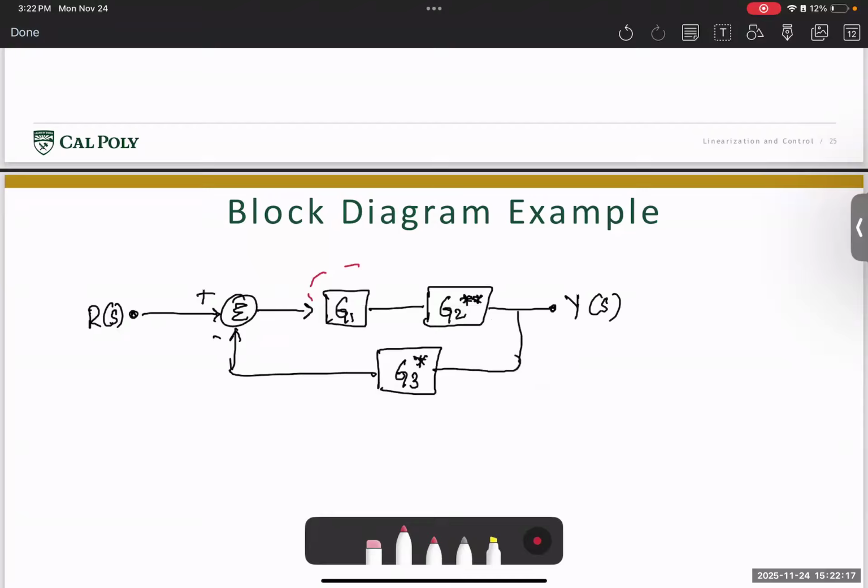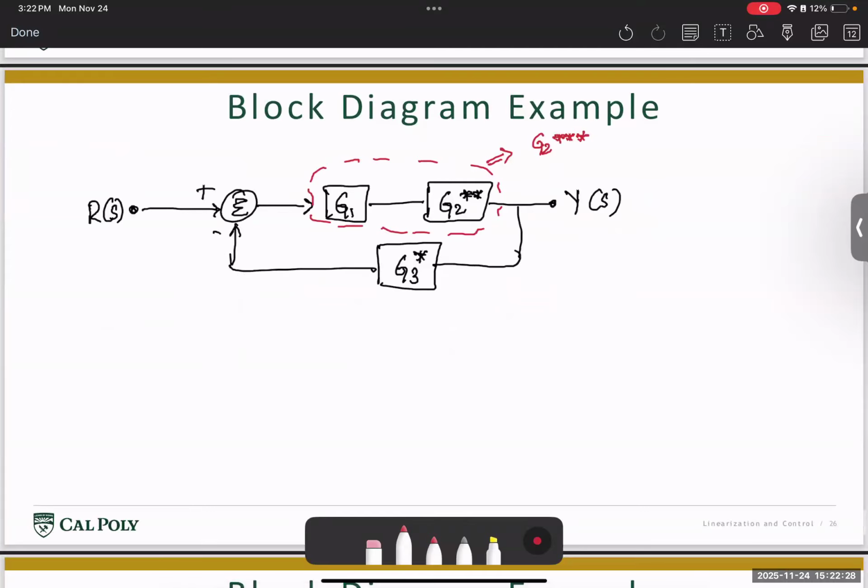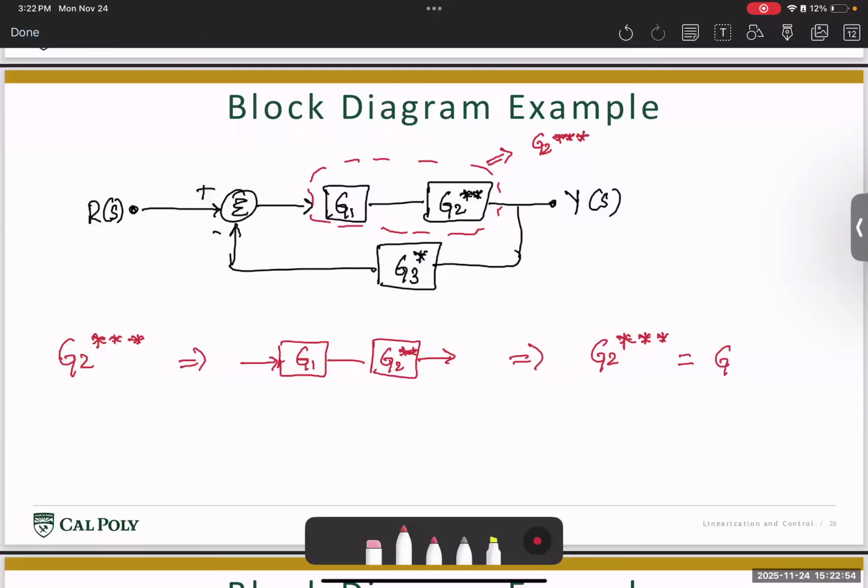I'm going to take this block. I'm going to simplify this. I'm going to call this block G2 triple star. All right. Then G2 triple star is nothing but some gain G1, and then we have some gain G2 double star. These are basically two gains connected in series. Then in such a case, we said the effective transfer function is nothing but the product of those two. So G2 triple star is nothing but G1 times G2 double star.